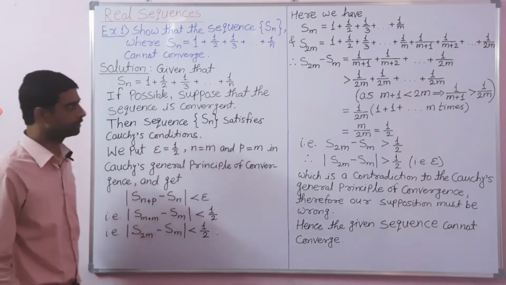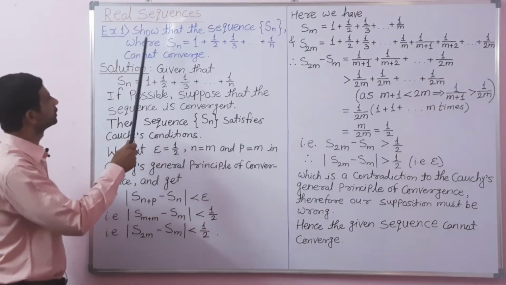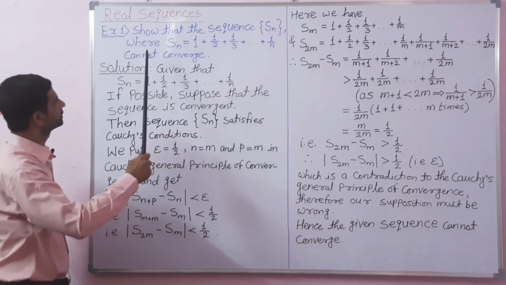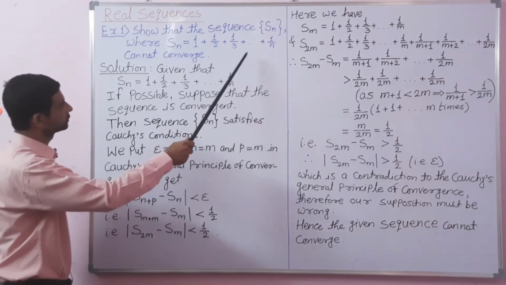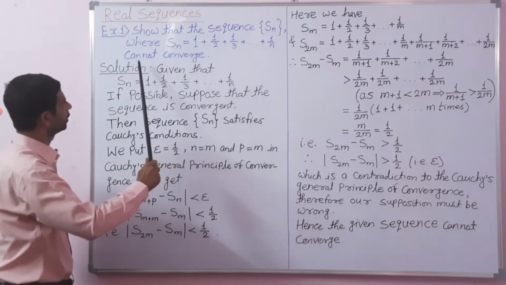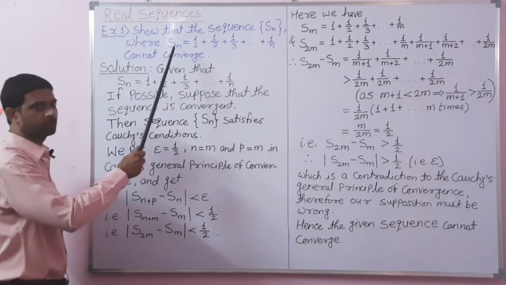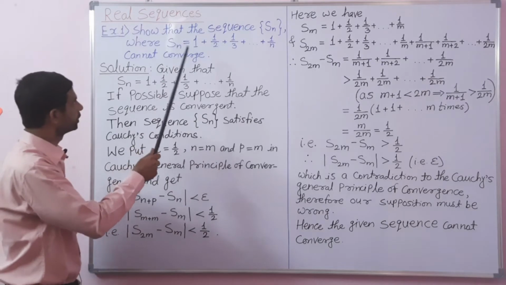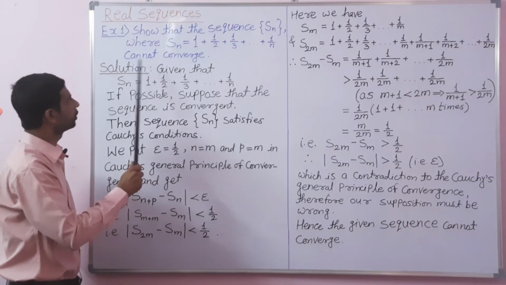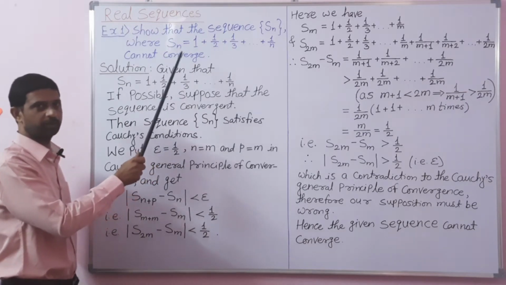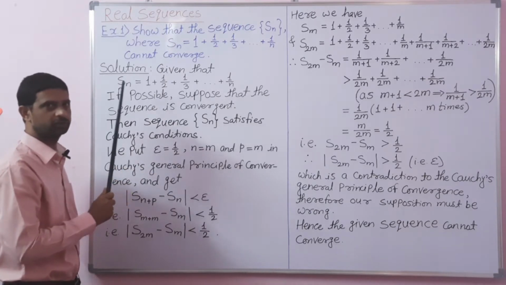So let us begin. The first example based on the Cauchy general principle of convergence is: show that the sequence Sn, where Sn equals 1 plus 1 by 2 plus 1 by 3 plus and so on plus 1 by n, cannot converge. In this example we are going to show that the sequence Sn whose nth term is given as such is a non-convergent sequence. For that purpose, we are going to use the Cauchy general principle of convergence. So let us see how this can be solved.